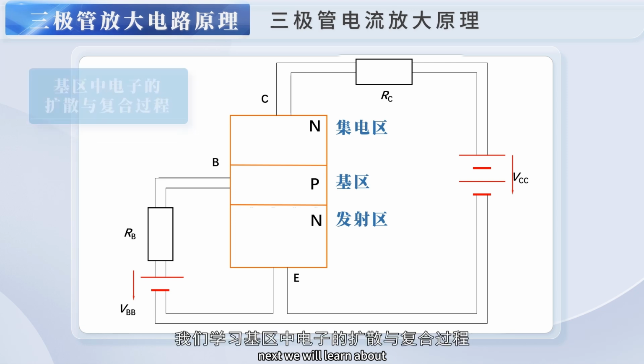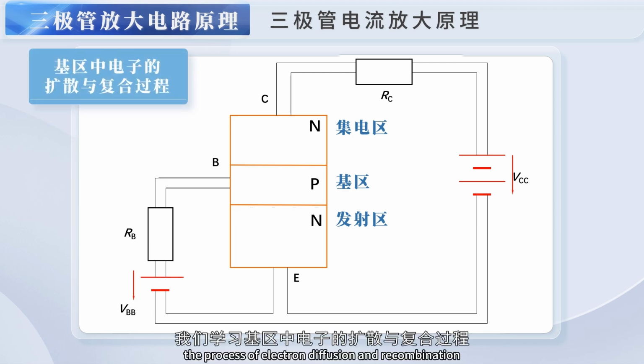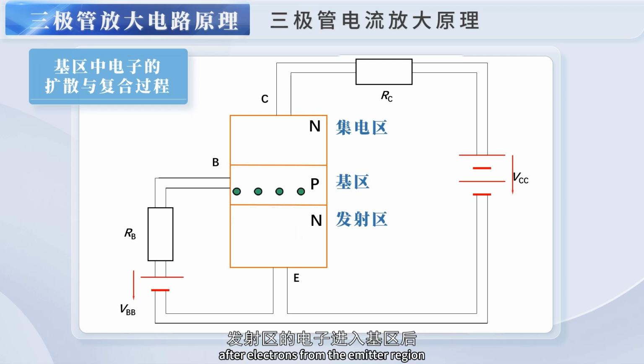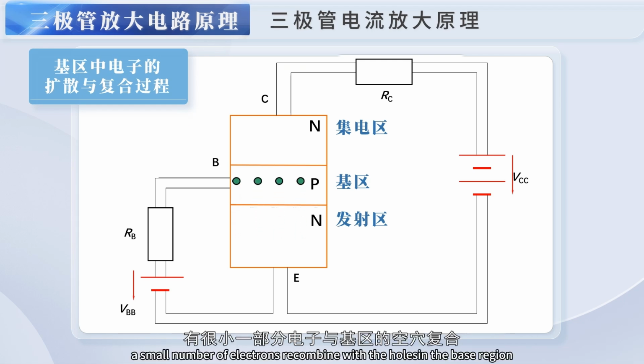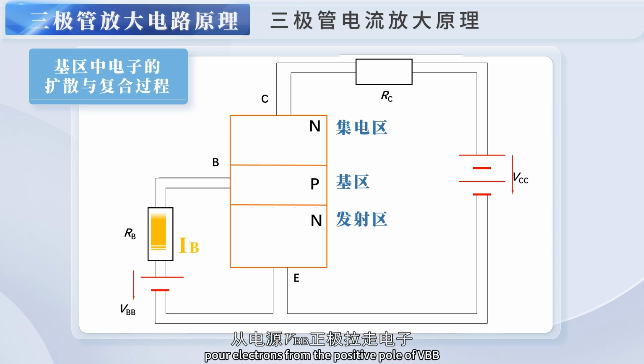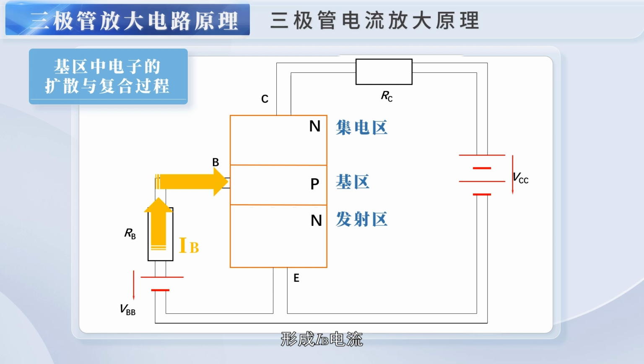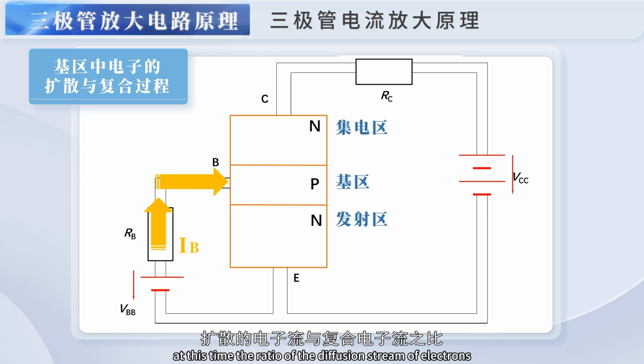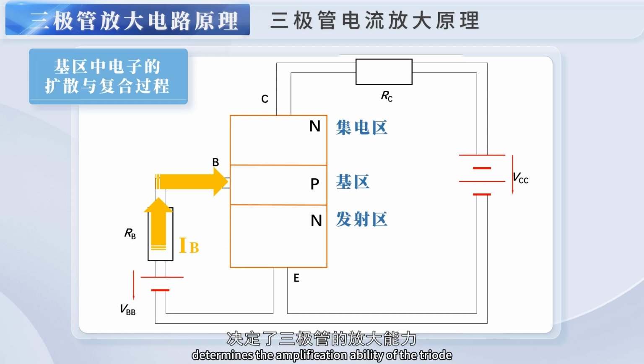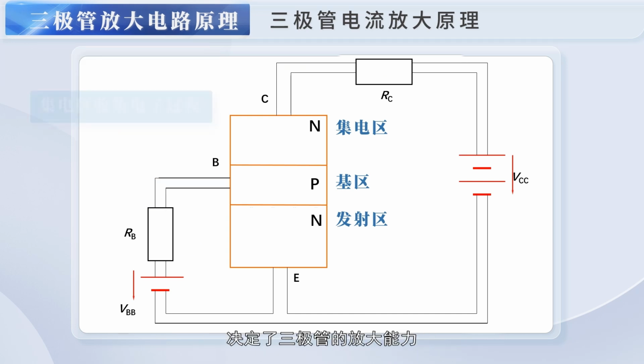Next, we will learn about the process of electron diffusion and recombination. After electrons from the emitter region enter the base region, a small number of electrons recombine with the holes in the base region. Electrons are pulled from the positive pole of VBB, replenishing the recombined holes, forming the IB current. At this time, the ratio of the diffusion current of electrons to the recombination current determines the amplification ability of the triode.